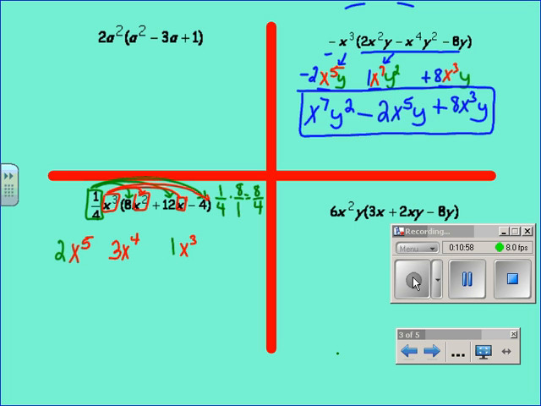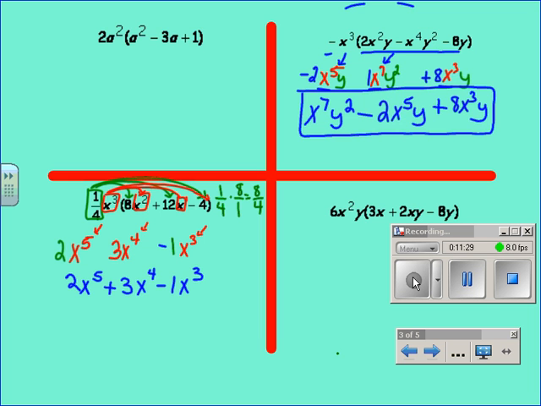Okay, so now I'm going to check to see if it's in standard form. I do have the exponent 5, then 4, then 3. So it is in standard form. I'm going to rewrite that though with the operations. So it's going to be 2x to the 5th plus 3x to the 4th. And this should be a -1. So it'll be minus 1x cubed.